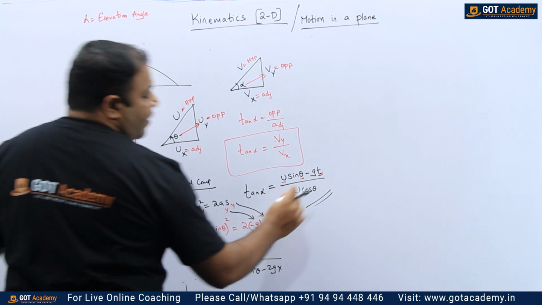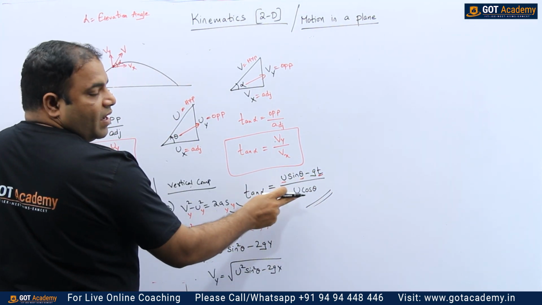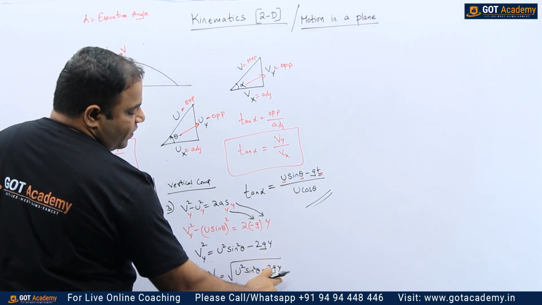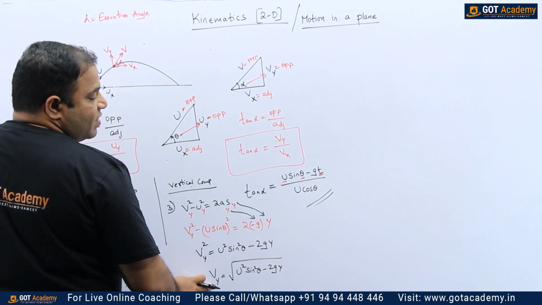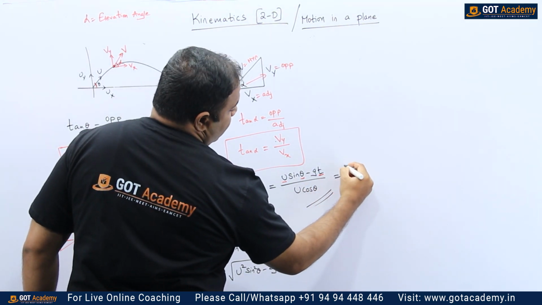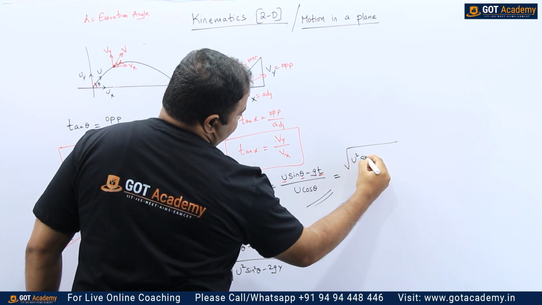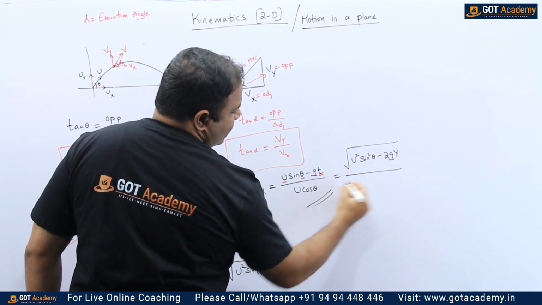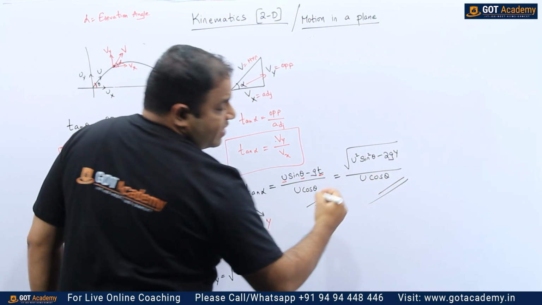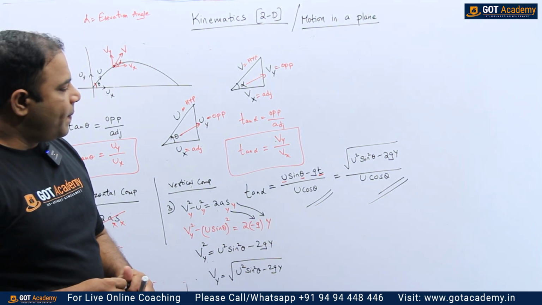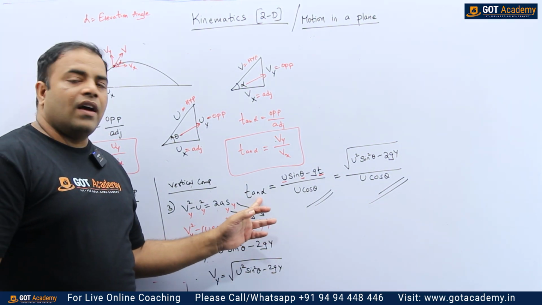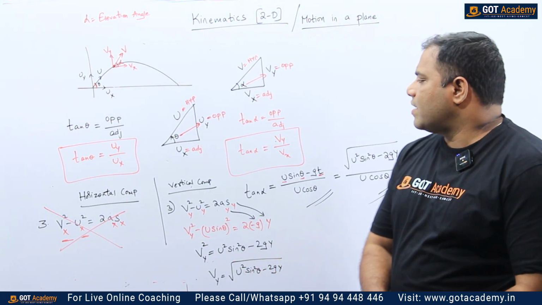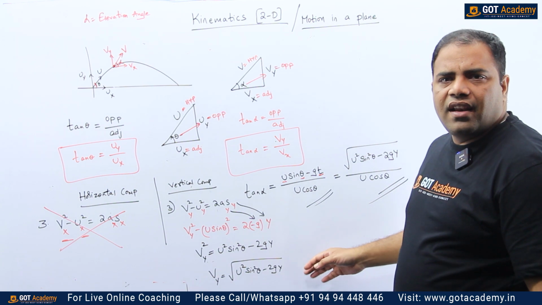So if the time is given, the earlier formula is what we use to find the angle alpha, the elevation angle. If time is not mentioned and they give you the value of y, then you have to use this. The same thing continues here: root over u square sin square theta minus 2gy, divided by the x component, u cos theta. This is the other way of finding the angle alpha, which is called the elevation angle.